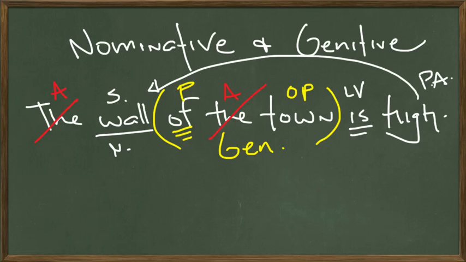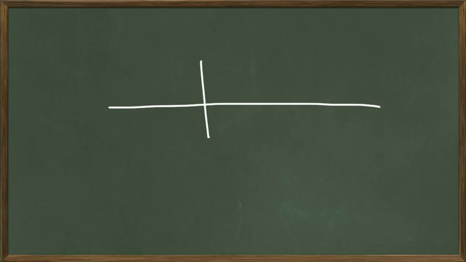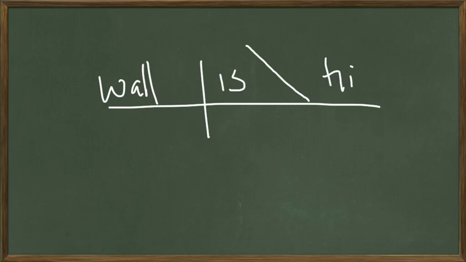Now that the sentence is parsed, let's diagram it. We'll start with the subject, the wall. We have the verb on the verb side. The wall is. The wall is what? Whenever we have an adjective or predicate adjective, it follows a slanted line and goes on the main line. So the wall is high. We put the article adjective the underneath wall. The wall is high.